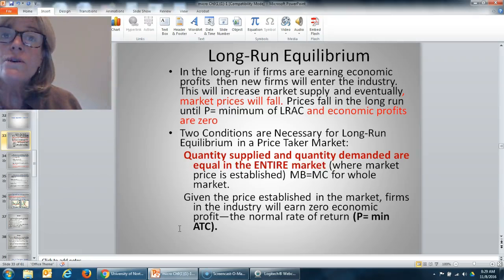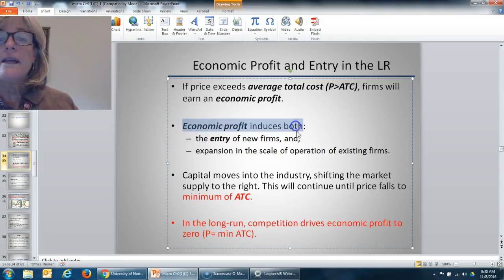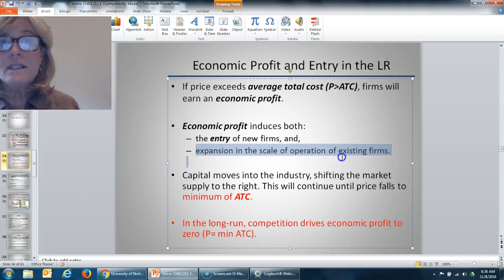So this is kind of the story. If your price is above average total cost and you're bringing down the profits, then this will induce entry of new firms. New firms are going to enter. More people are going to open up frozen yogurt shops, and expansion in the scale of operation of existing firms. I'm going to go ahead and open another store. I'm going to expand the store that I have for the most part if I'm bringing down the bucks. So capital moves into the industry.